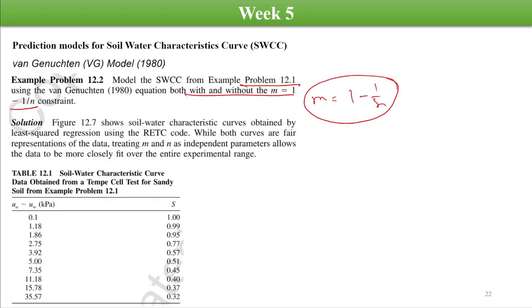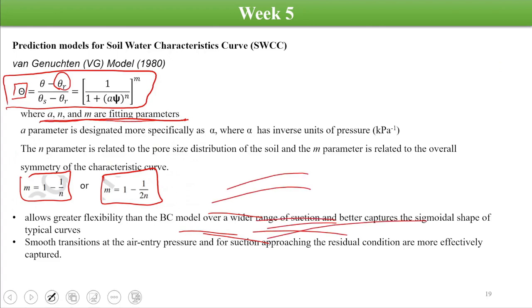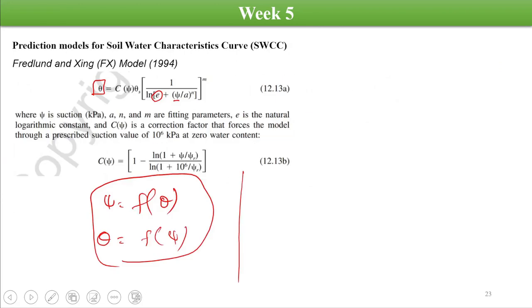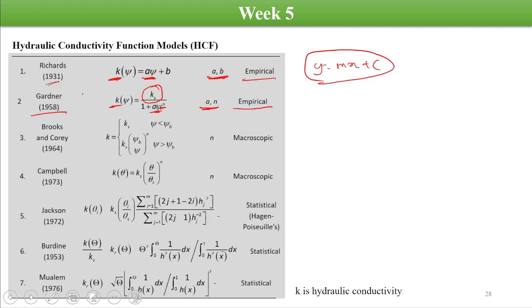And as we have seen in the Van Genuchten model, there were three fitting parameters. Similar to that, for the hydraulic conductivity function, we also have these fitting parameters. Right? So these fitting parameters we determine based on the best fit, as we have seen earlier also.